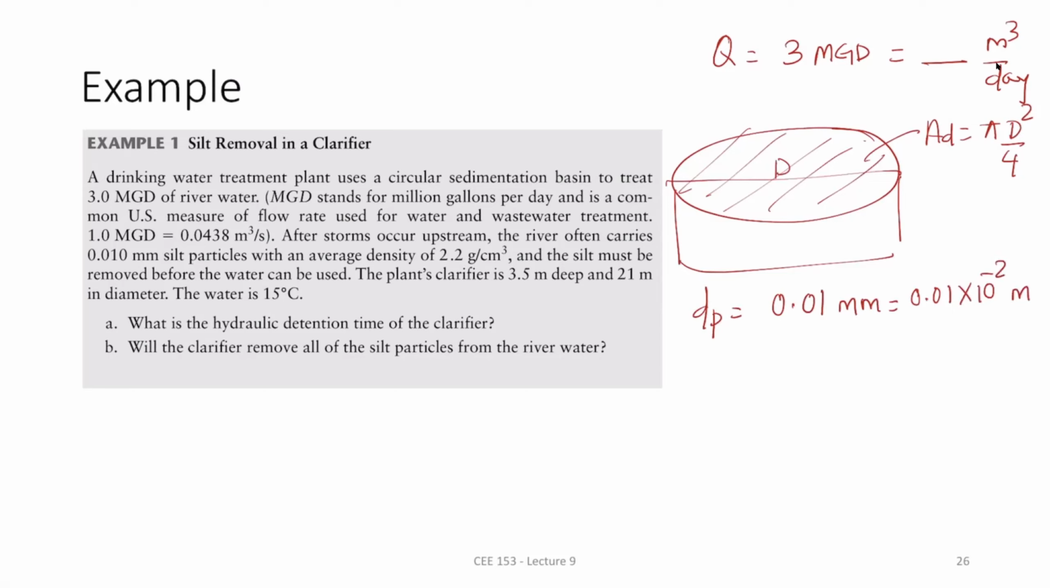Average density of particles, so that's basically particle density is 2.2 gram per centimeter cube. The silt must be removed before the water can be used. That means 100% of the particles has to be removed. The plant clarifier is 3.5 meter deep.